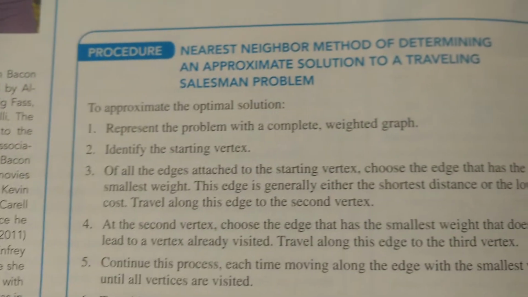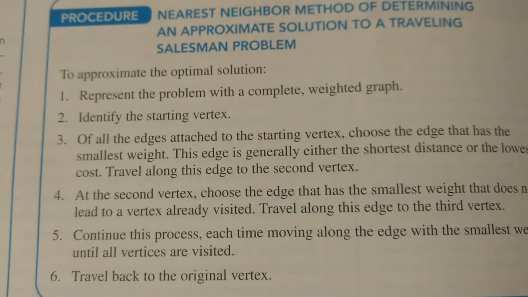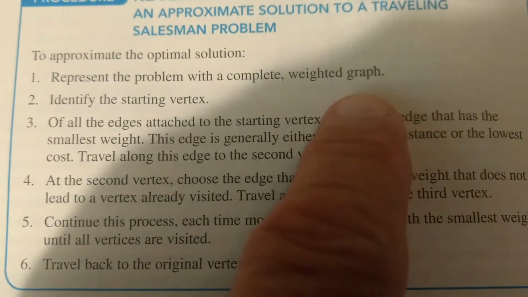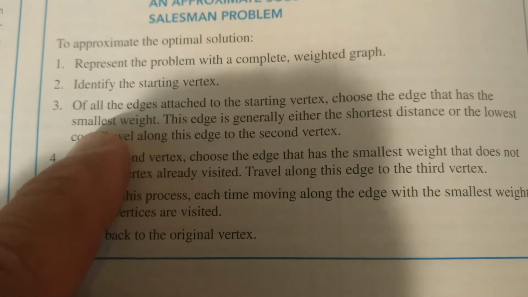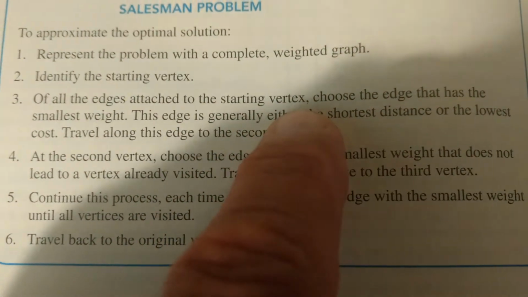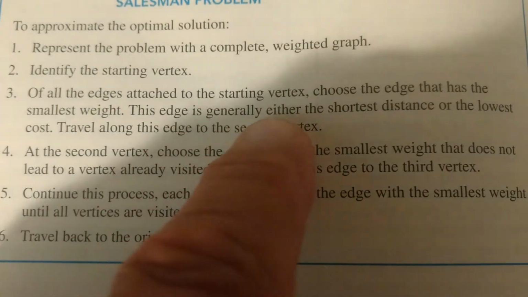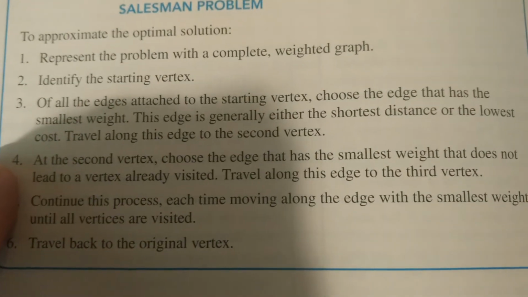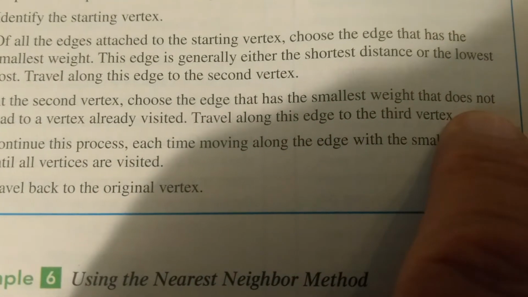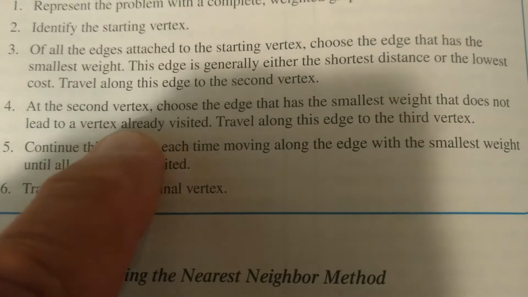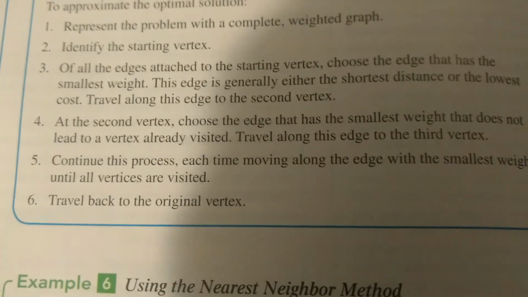The second method for figuring a traveling salesman problem out is called the nearest neighbor method. And it says here, represent the problem with a complete weighted graph. Identify the starting vertex. Of all the edges attached to the starting vertex, choose the edge that is the smallest weight. This edge is generally either the shortest distance or the lowest cost. At the second vertex, choose the edge that has the smallest weight that does not lead to the vertex already visited. Continue this process and you have your traveling salesman problem.